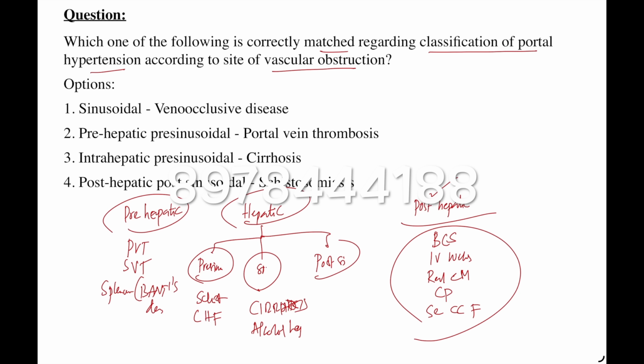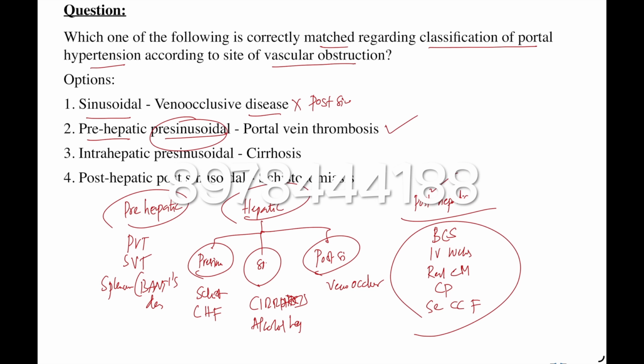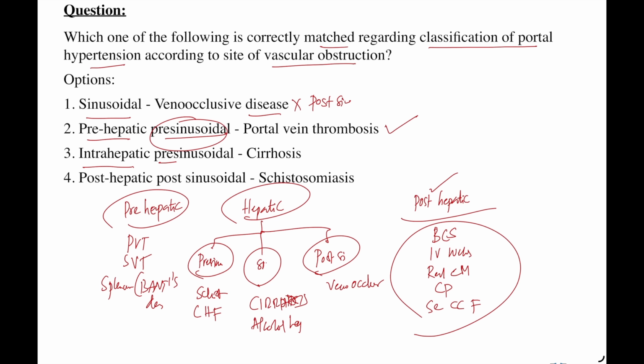Post-sinusoidal is veno-occlusive disease. Now, sinusoidal is veno-occlusive? No, it is post-sinusoidal. Pre-hepatic, pre-sinusoidal, okay, portal vein thrombosis, agree. Intrahepatic, no, intrahepatic sinusoidal is cirrhosis. So this is wrong. Post-hepatic, post-sinusoidal, no. Hepatic pre-sinusoidal is schistosomiasis. So this is also wrong. So the correct answer is option 2. The little bit of confusion here is that pre-hepatic is pre-sinusoidal because it is before the sinusoid. So they just confused the terminology. But pre-hepatic would have been enough to ask in this particular question. Little confusion.